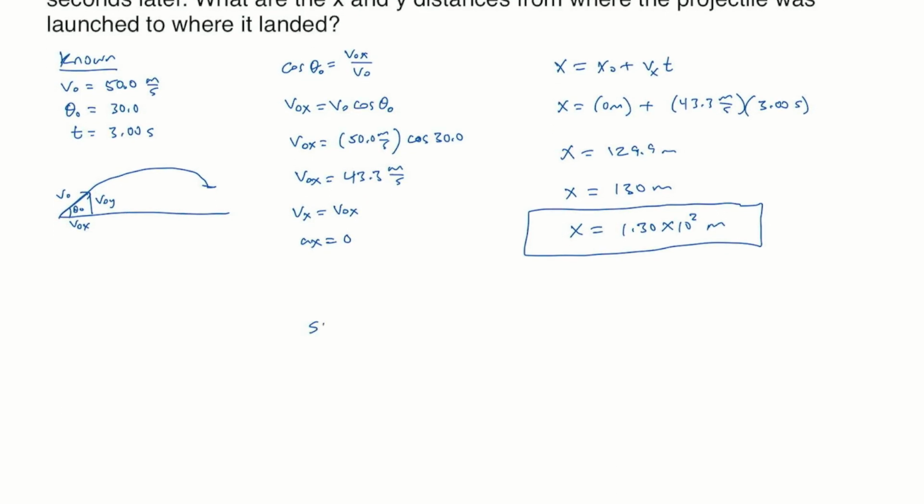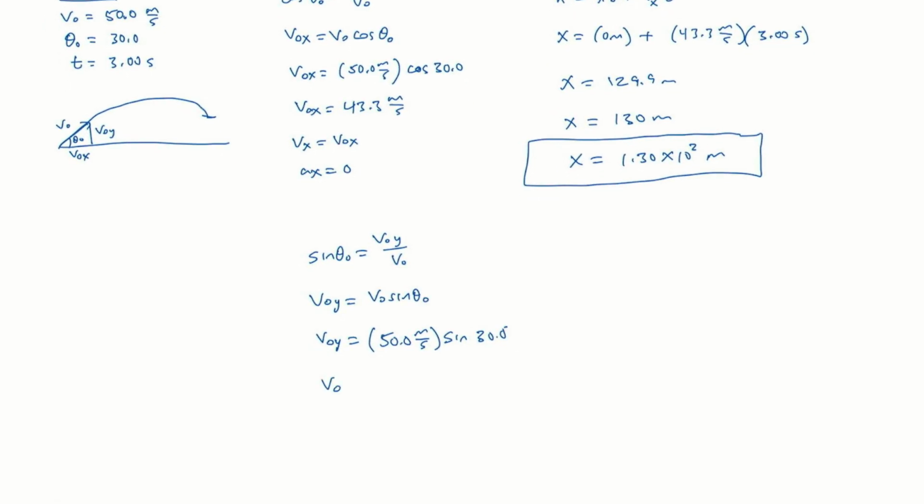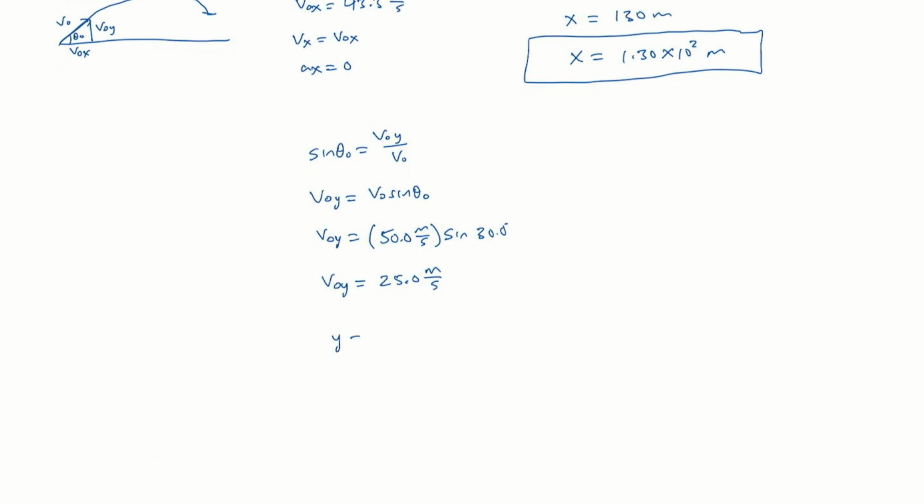And what we can do is take the sine of theta naught. That's going to be V naught Y over V naught. And so V naught Y is V naught times the sine of theta naught. And so V naught Y is the 50 meters per second times the sine of 30 degrees. And so V naught Y ends up being 25.0 meters per second.